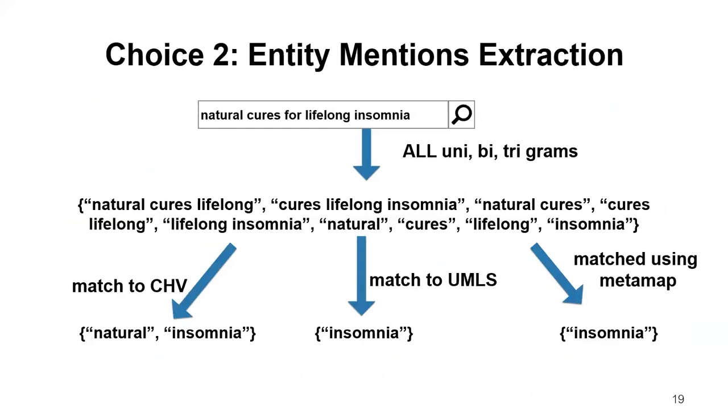For choice 2, we consider 3 entity mention extraction methods. First, we consider all uni, bi, and trigrams. Second, we consider grams that match CSV entities. Third, we consider grams that match UMLS. And fourth, we consider grams that match UMLS using MetaMap.